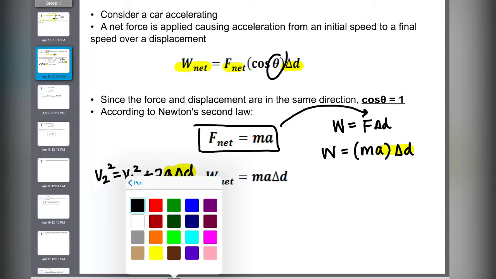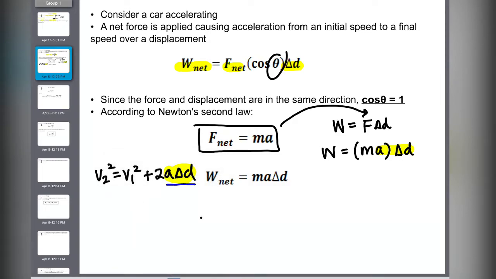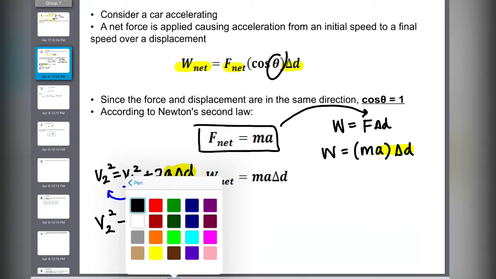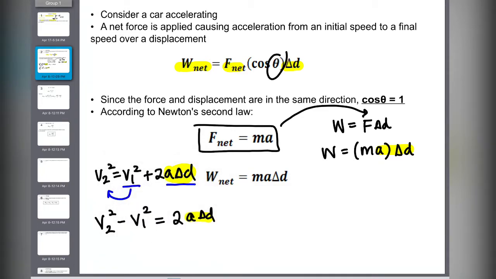If I want A and D to be on its own, does it make sense that I have to bring this over by subtracting first? So V2 squared minus V1 squared is equal to 2A delta D. So to get A delta D on its own, I'm going to have to get rid of this 2 to the other side by dividing. So what I have right now would become V2 squared minus V1 squared, all divided by 2, equals A delta D.